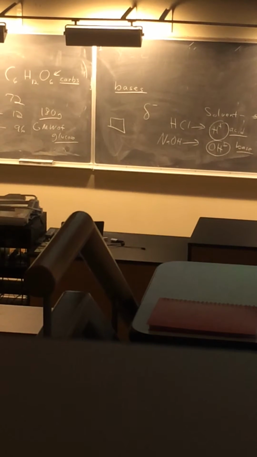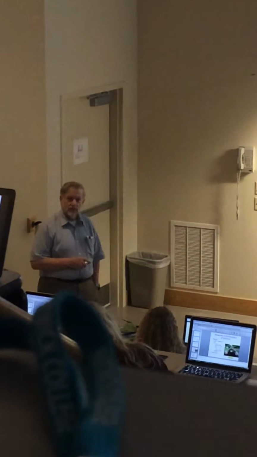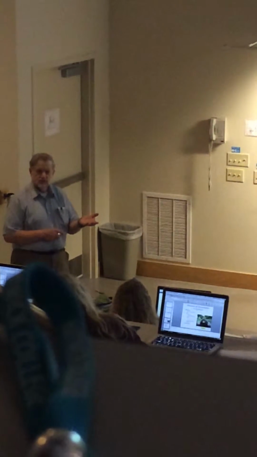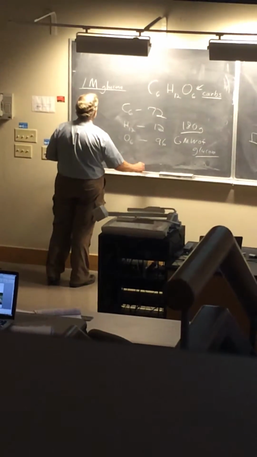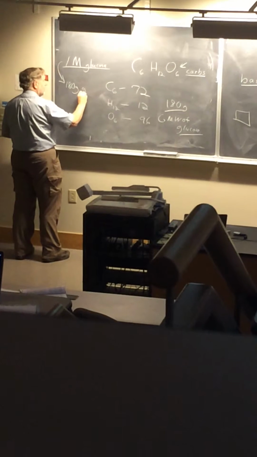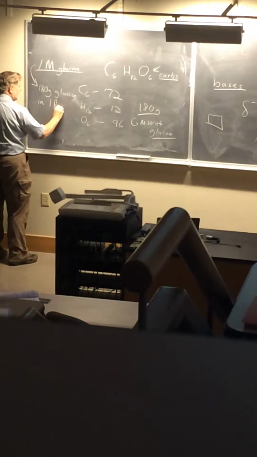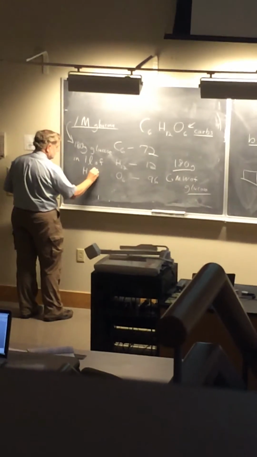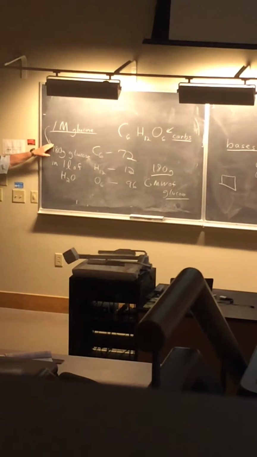Gram molecular weight of glucose is 180 grams. So now what do we do? We get some glucose, and we weigh it out, and we put 180 grams of glucose in 1 liter of water. And that gives us our 1 molar solution of glucose.